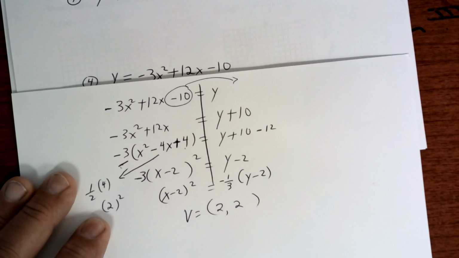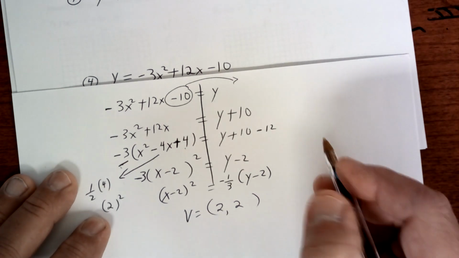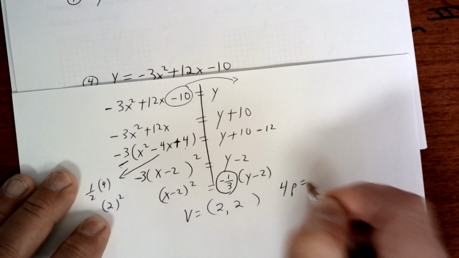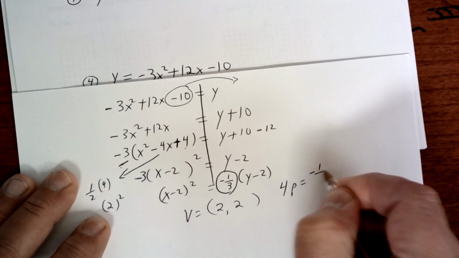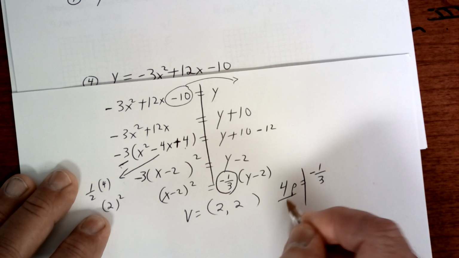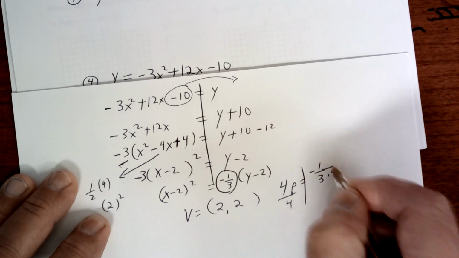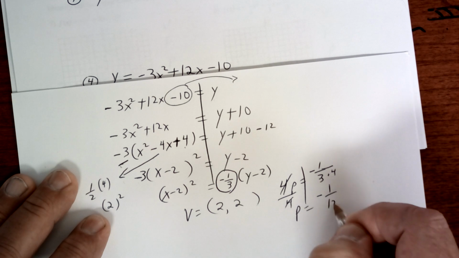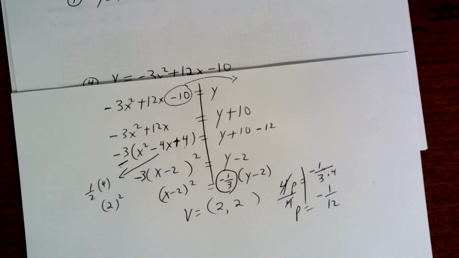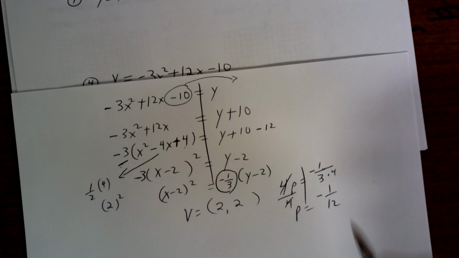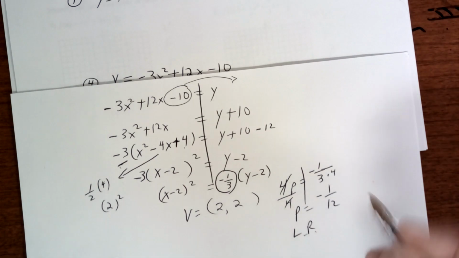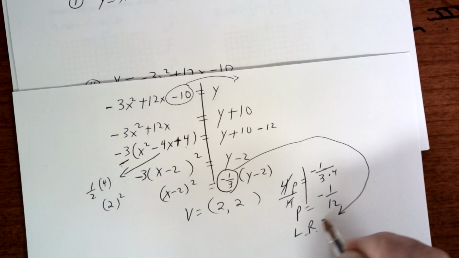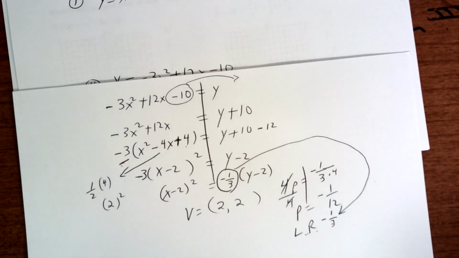To get your p-value, you're going to say right here, 4p is equal to negative 1/3. You're going to divide by 4, and that's going to go on the bottom here. So p is equal to a negative 1/12, and that's your p-value. Your latus rectum is this number right here in front, which is negative 1/3. There it is. That's how you do it.